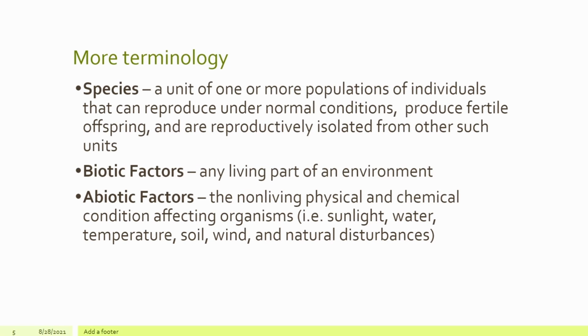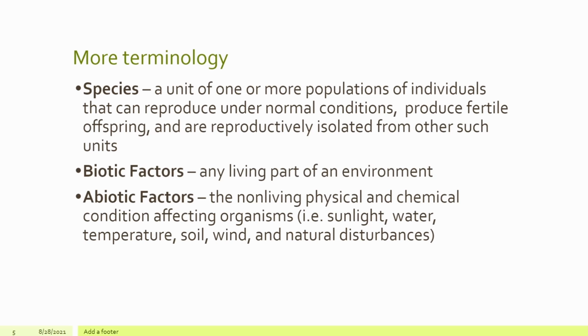Here's some more terminology. I mentioned species when we were looking at organisms and population. That's a unit of one or more populations of individuals that can reproduce under normal conditions, and therefore they produce fertile offspring that can then go on and produce their own fertile offspring. So they are technically reproductively isolated from other such units. A species is specific to a certain type of population of individuals.